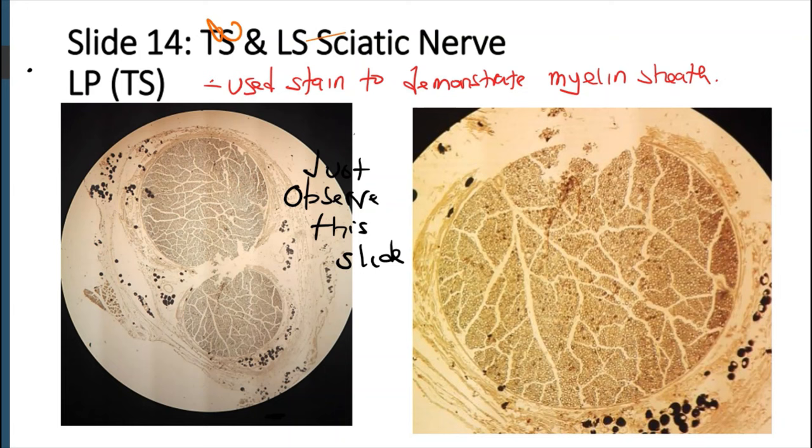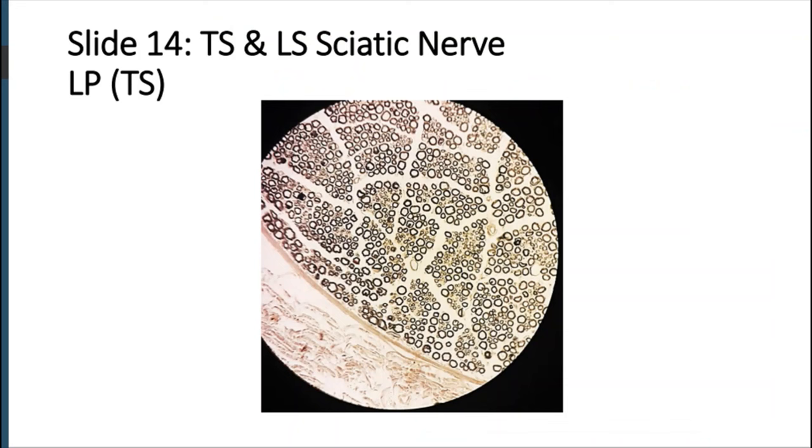This is at low power. So this whole structure here is the sciatic nerve. And in the sciatic nerve, you have these small circles here. Those are myelin sheaths that are surrounding the axons. But the beauty about this is that the axons are not shown. The silver stain can only demonstrate the myelin sheath that is surrounding the axons. So draw this at low power, and also draw it at high power.